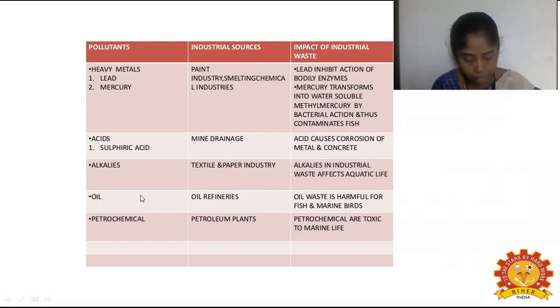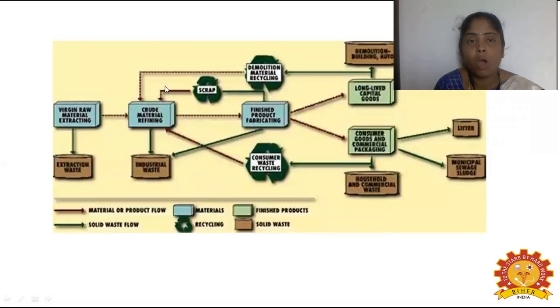Then the oil refineries, the petrochemical and petro industries, are said to be toxic to marine life. So when we talk about the next one, how these molecules or sources or materials can be recycled, or can be exerted out as an effluent that can be treated. Here, the raw material that has been extracted can be used as waste, so that has to be treated as a solid waste.